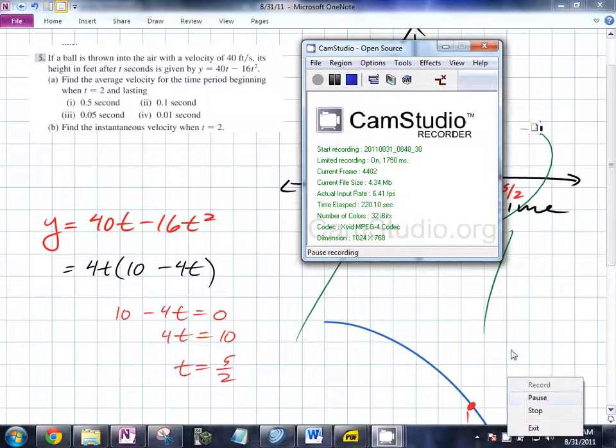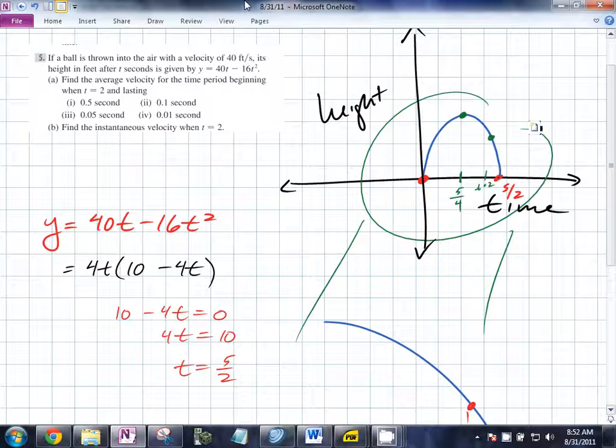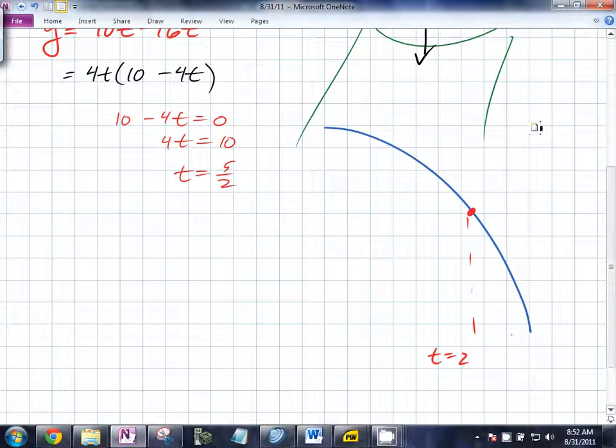The average velocity for a time interval lasting 0.5 seconds starting at time equals 2. So where does 0.5 seconds end? So t equals 5 over 2. So if you're finding the average velocity and you have the position function, what are you trying to find? You're trying to find the slope of the secant line. You want to find this slope, right?